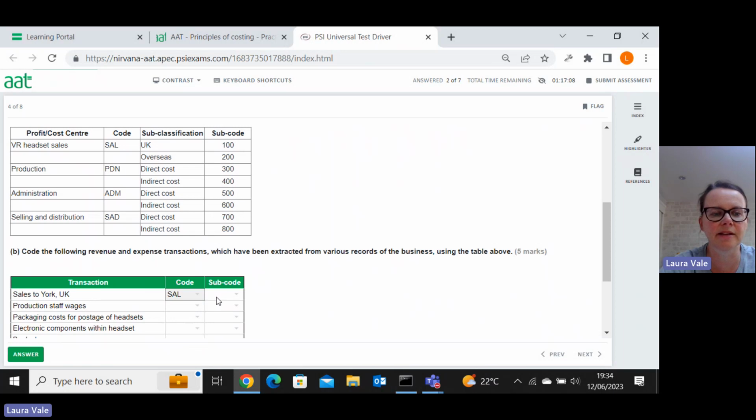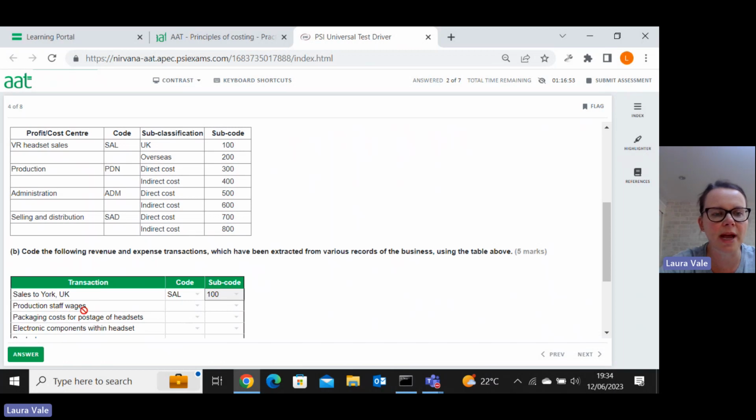Also, we're splitting it like this. So York in the UK, so the subcode is 100. Choice between UK and overseas there. They're quite nice telling us York's in the UK in case you didn't know.